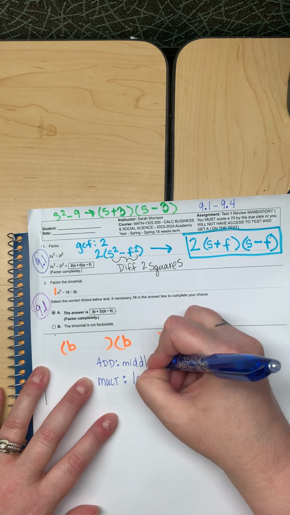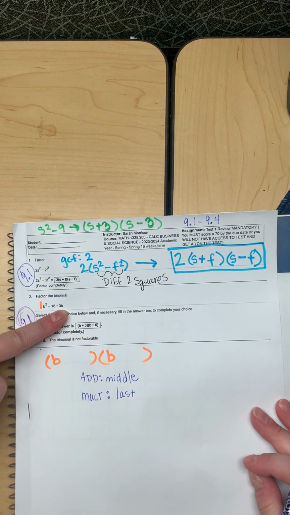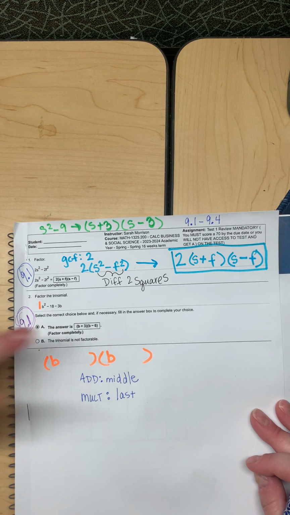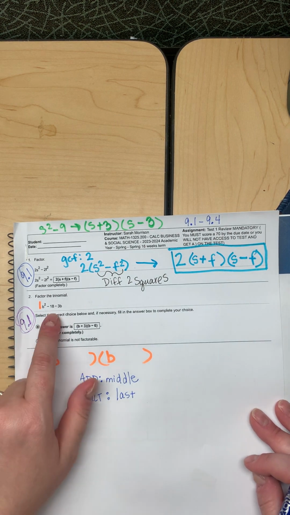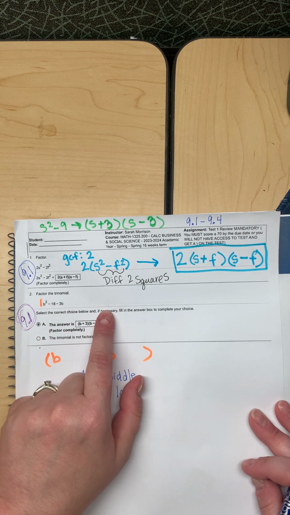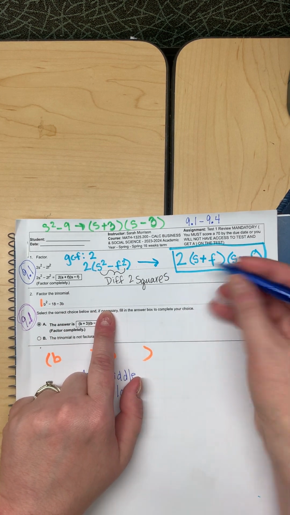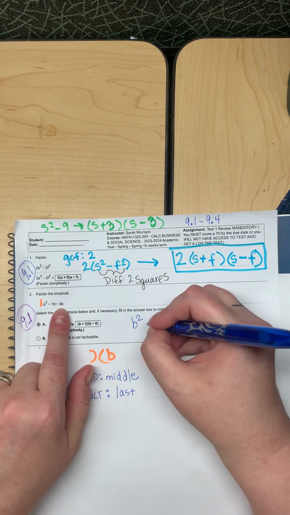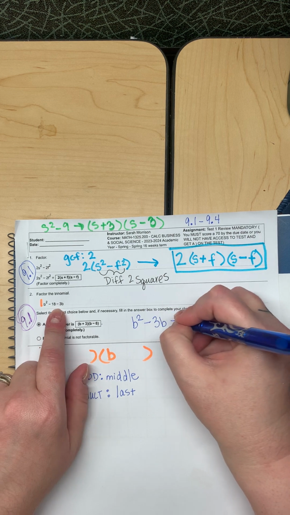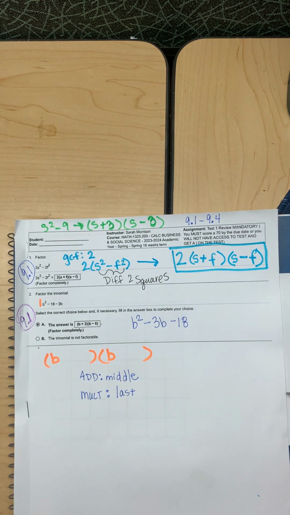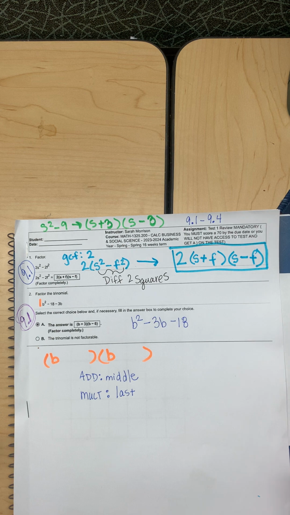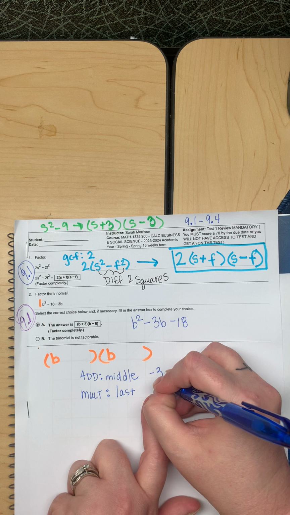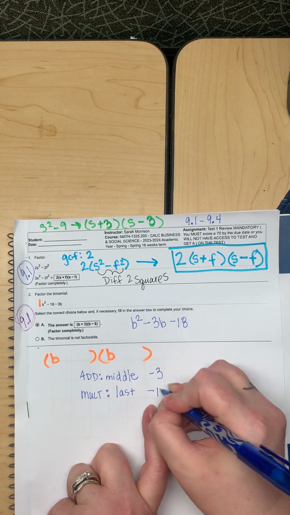Well, let's look at our problem. Our problem says b squared minus 18 minus 3b, but that looks kind of awkward because the naked number is usually at the back end. So let's just rearrange this. Let's put b squared, then the minus 3b, then the naked number at the back end. Now that everything's in the correct space, we can say that negative 3 is what's in the middle, and negative 18 is what's on the last.